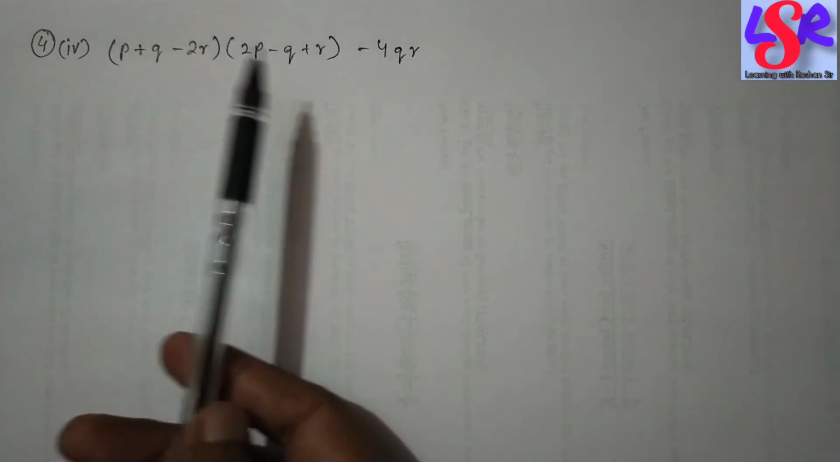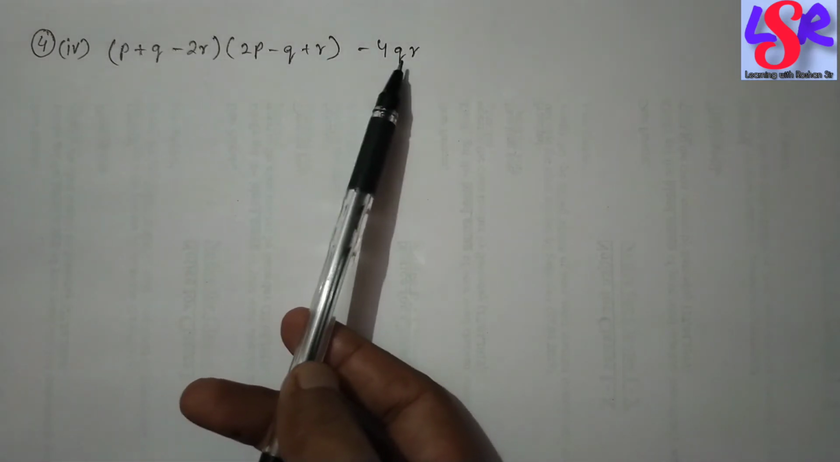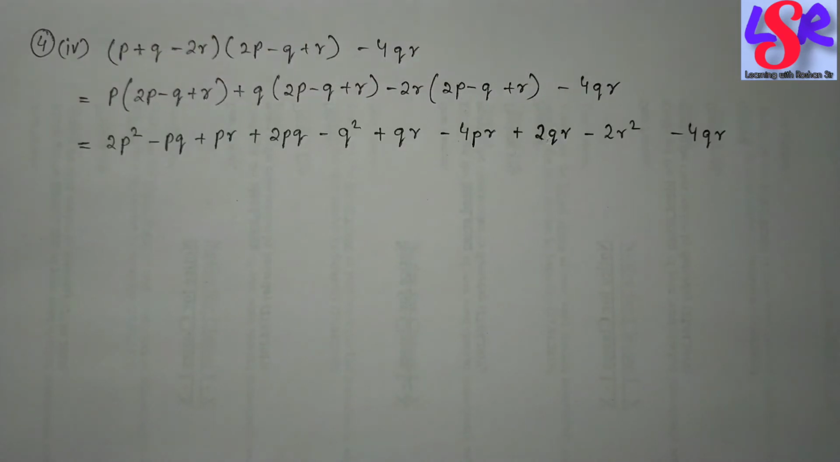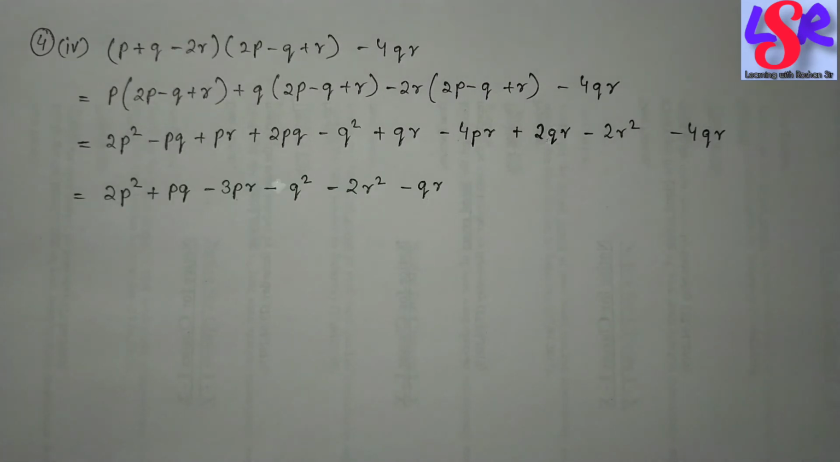And here we have question number 4, fourth part. In this one we have to first of all multiply a trinomial by a trinomial, then we have to solve for this minus 4qr, and here we have expanded all this. Now we are going to open the bracket, and here we get this on expanding all the brackets and copying this at the last. Now we are going to solve all the like terms in it, and here we get this as the final answer.